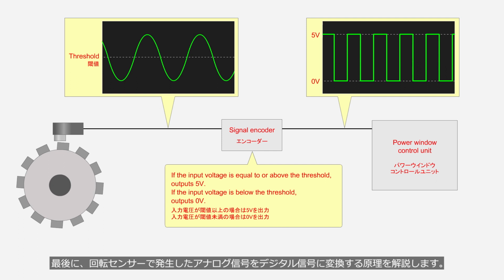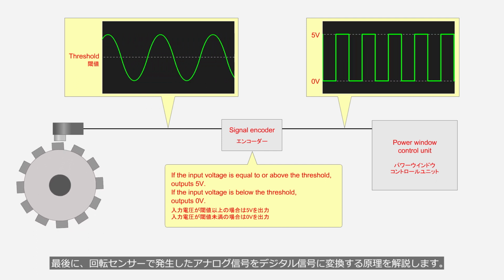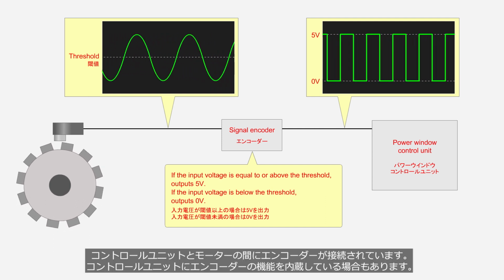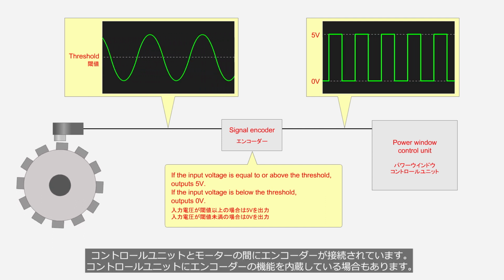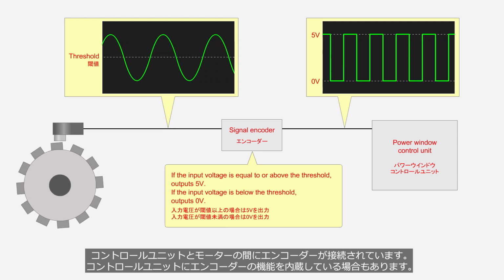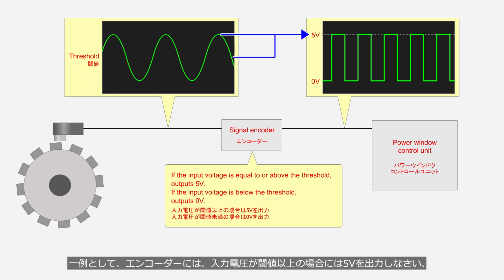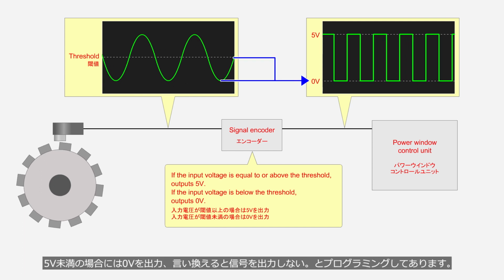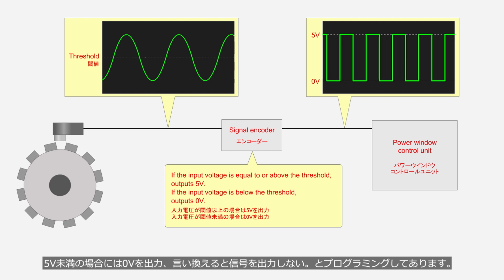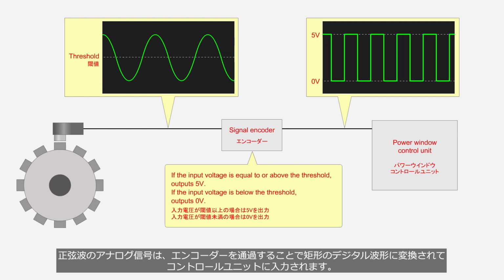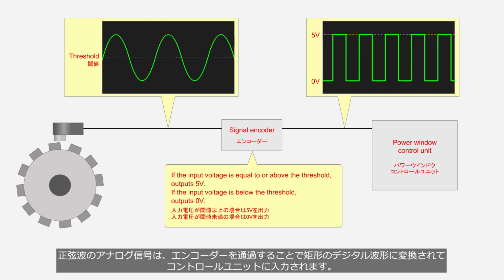Finally, let's take a look at the principle of converting the analog signal generated by the rotation sensor into a digital signal. An encoder is connected between the control unit and the motor. In some cases, the control unit may also integrate the functionality of the encoder. As an example, the encoder is programmed to output 5 volts when the input voltage is above a threshold. If the voltage is below 5 volts, it outputs 0 volts, which is equivalent to not producing a signal. The analog sine wave signal is converted into a rectangular digital waveform by passing through the encoder, and is then inputted into the control unit.